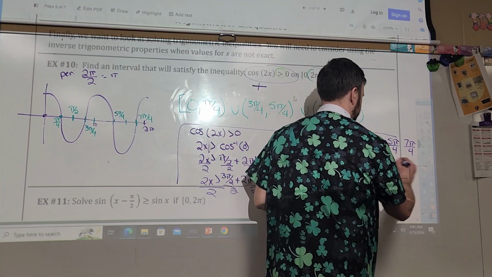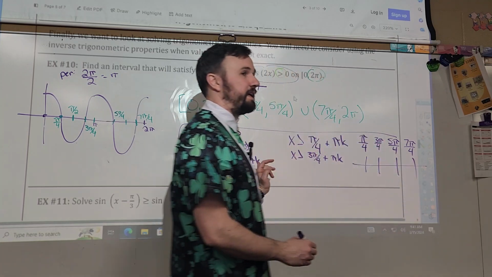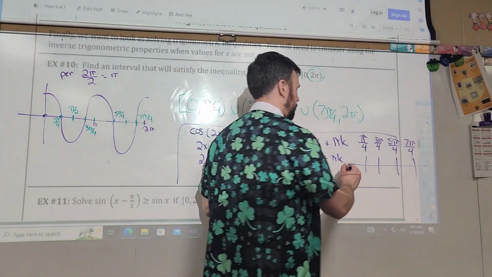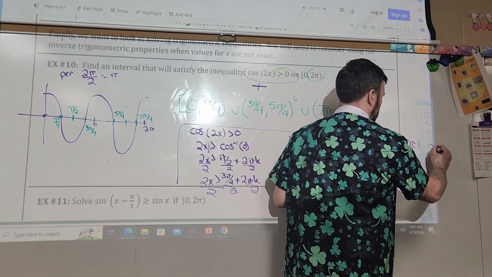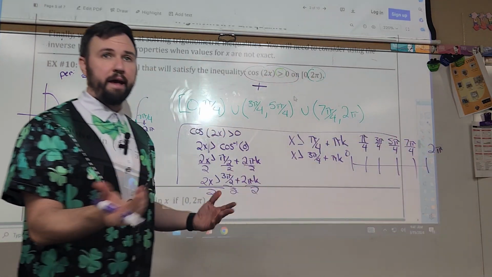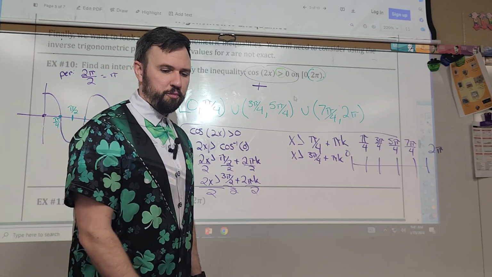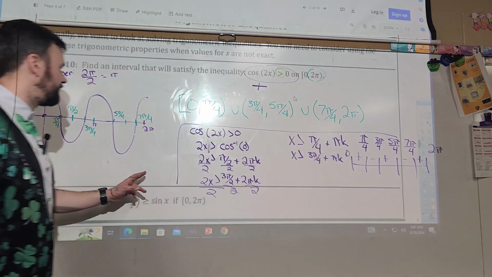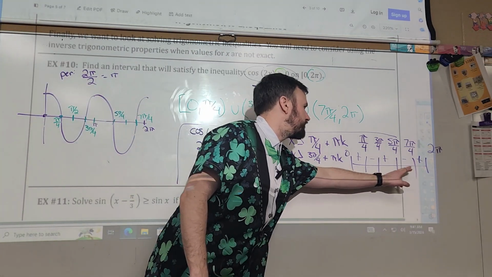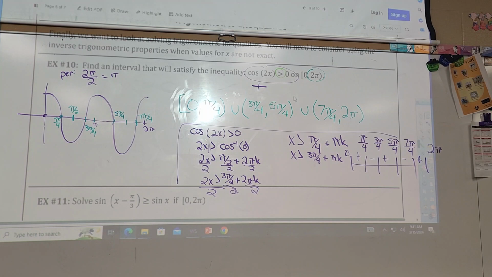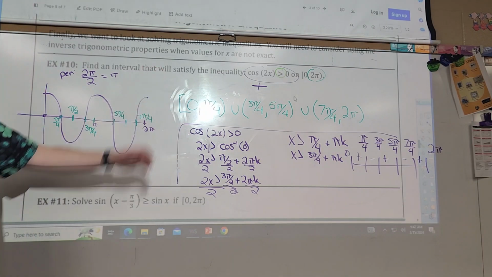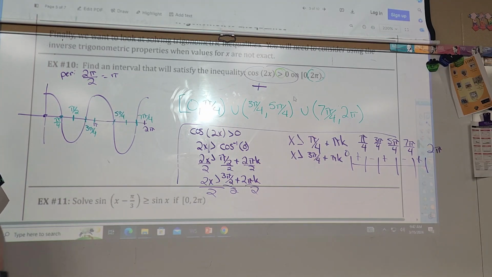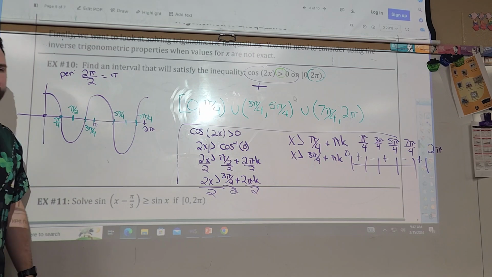So then I would test points, plug them in, and see which ones work. I'm plugging in 2 pi because I need my endpoints as well. If you plug it in, you would have gotten positive, negative, positive, negative, positive. And do these intervals match these? Now, in real life, would I ever do the problem this way if it's that one? Absolutely not. What am I going to do? I'm going to graph it, right? That one's so much easier.